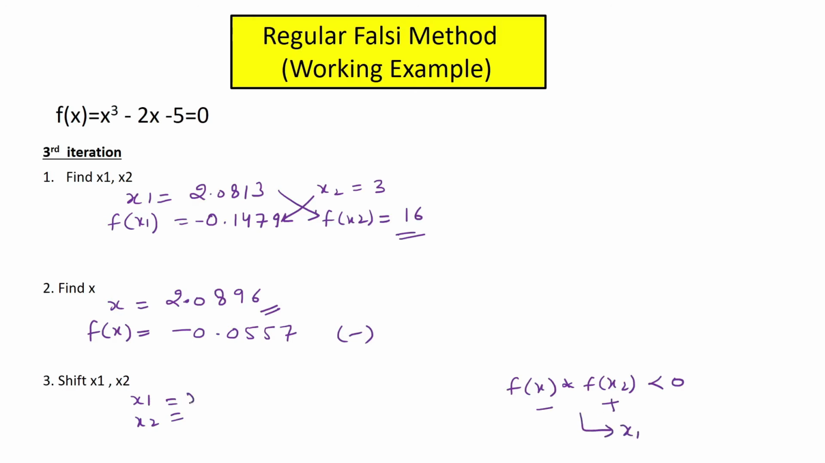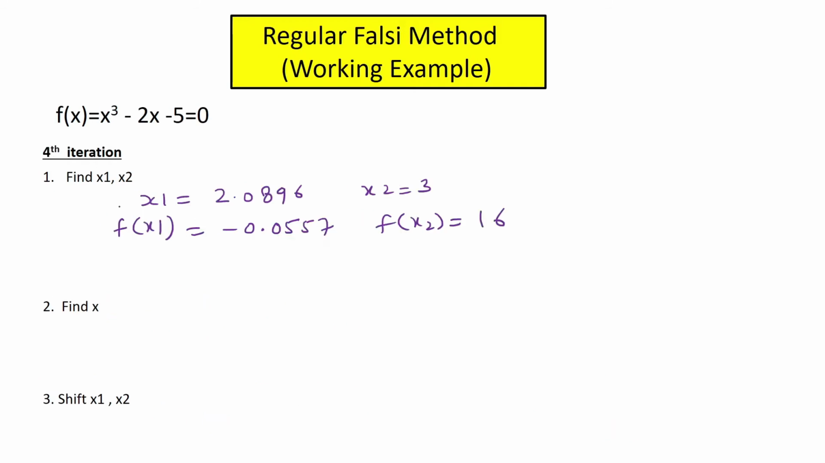So my x1 will be equal to x, and it will be 2.0896, and x2 will remain the same as 3. So these are my new values of x1 and x2. Now let's move to the fourth iteration, and it will be our last iteration, as we have to find the roots of this equation till 4 iterations. So in the fourth iteration, I have these x1 and x2, and I have also written the values of f of x1 and f of x2.